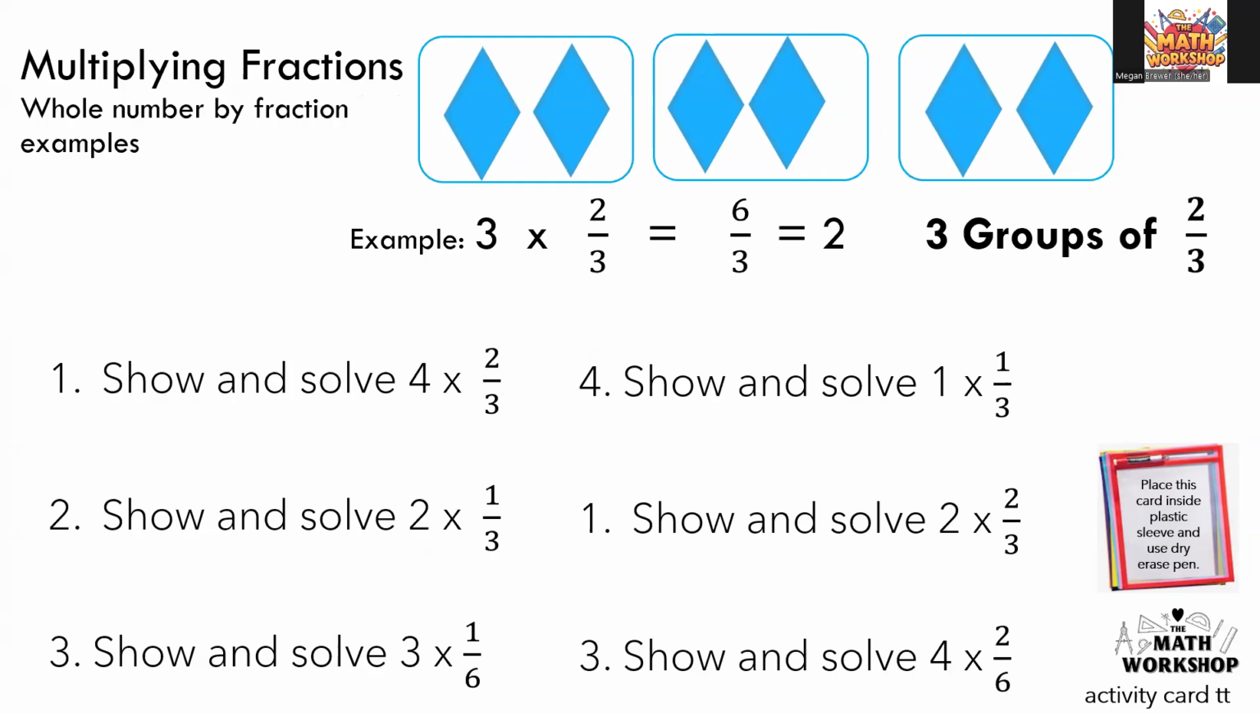Three groups of 2/3 is equal to 6/3, which is equal to 2. If we put those 6 blue parallelograms all together and envision them on top of those 2 yellow hexagons, you would see that it was 2. It represents 2.